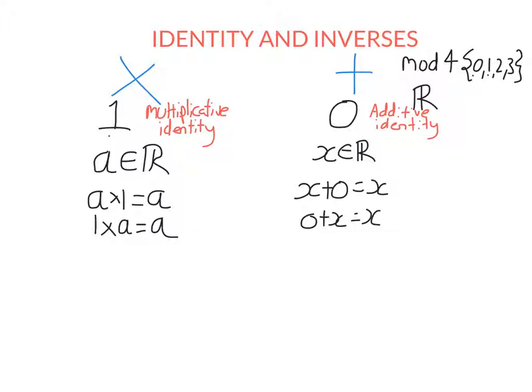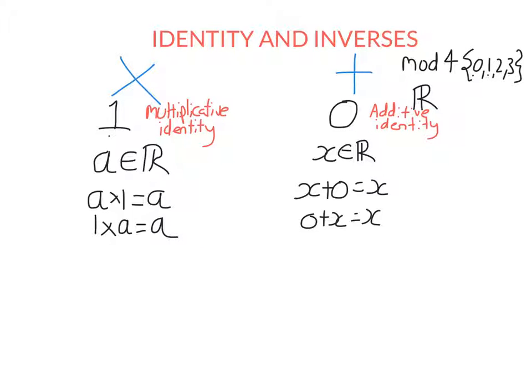So again, we call something the identity because when you operate with it, it doesn't change the identity of what you started with. So in addition, if you add 0 to something, it doesn't change the identity of the thing you added 0 to. So that's why it's called an identity. So now let's look at an inverse.